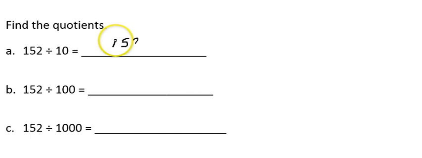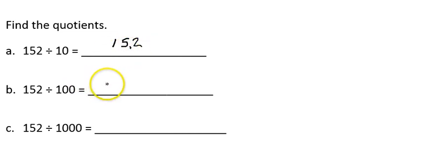if you picture that place value chart, 2 ones moves one place to the right to the tenths place, 5 tens moves to the ones place, and 100 moves to the tens place. So 152 divided by 10 is 15 and 2/10.